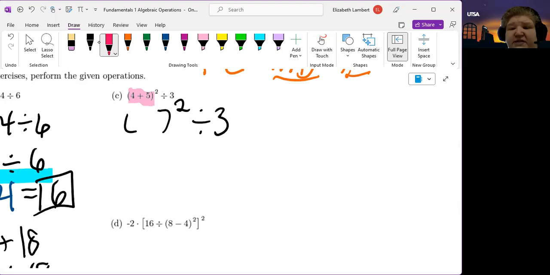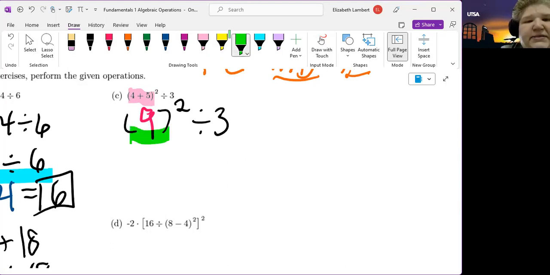So the 4 plus 5 inside is 9. Worst 9 ever. Okay. So we have now 9 in parentheses, squared on the outside, divided by 3. So positive 9 squared is going to be 81. So that is our next step, doing that exponent.